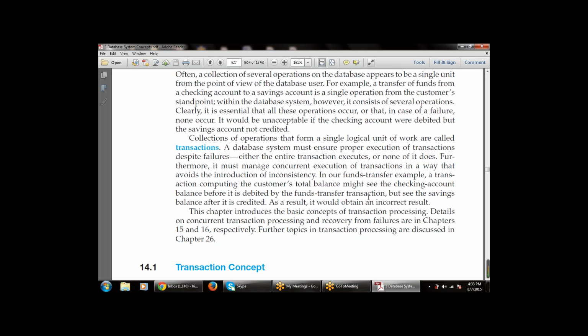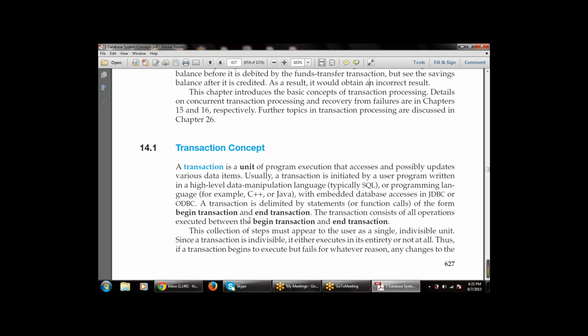So this chapter is generally talking about transactions and the various properties of transactions. First is the transaction concept. So what is a transaction? A transaction is a unit of program execution that accesses and possibly updates various data items. That means whenever we pick up a single unit, that is a transaction, which accesses and possibly updates various data items.